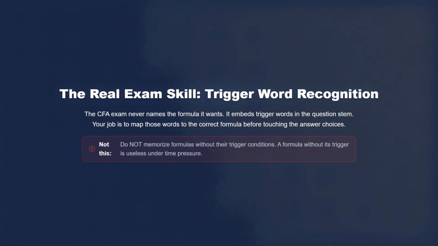The exam never says, use Bessel's correction. It says, a sample of 12 observations. You must recognize that sample means n-1. Master the trigger words, and the formulas become automatic.